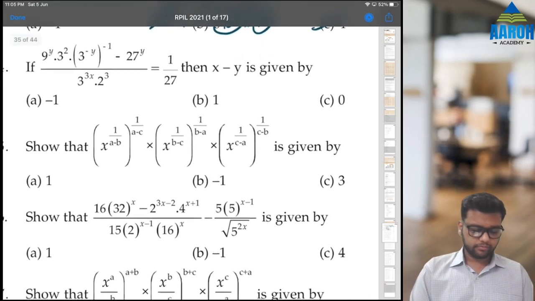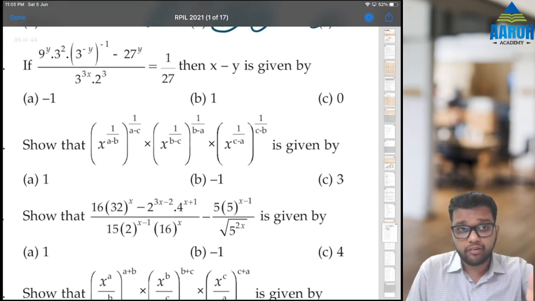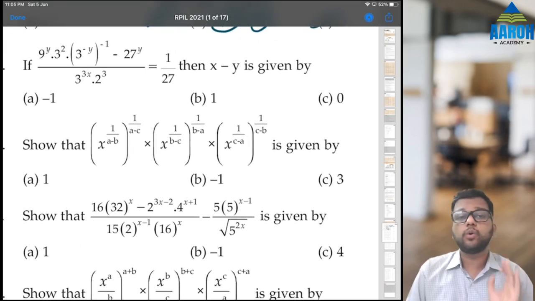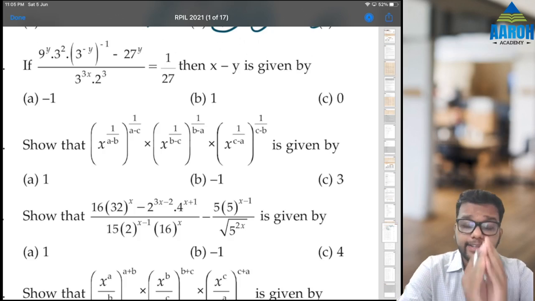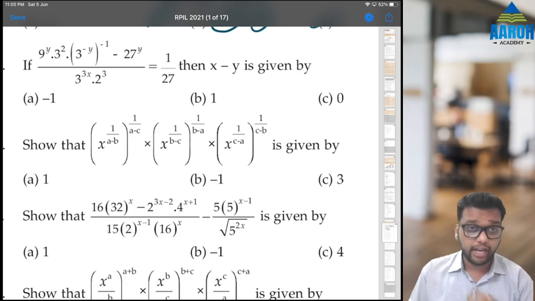Fourth, now this ideally we should solve, but here also we have a trick to go by options. Ideally, in the exam you should solve, that will give you a faster answer, I feel.